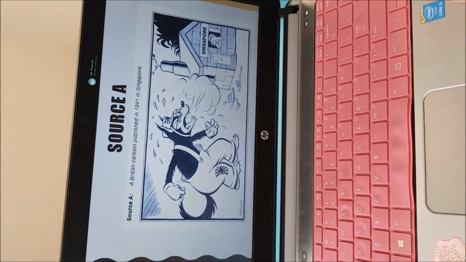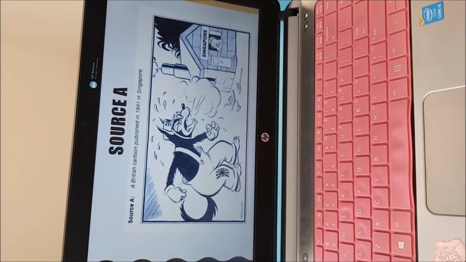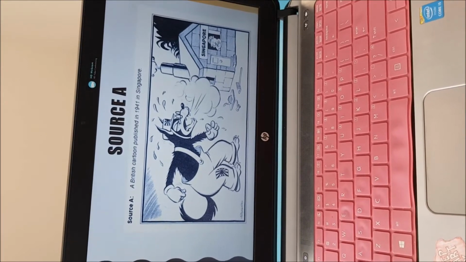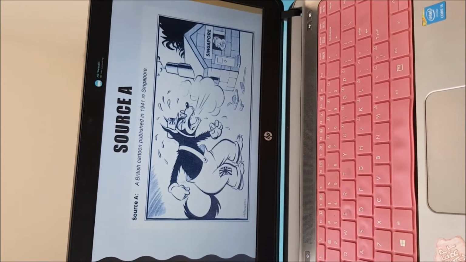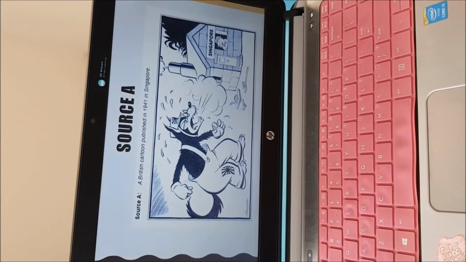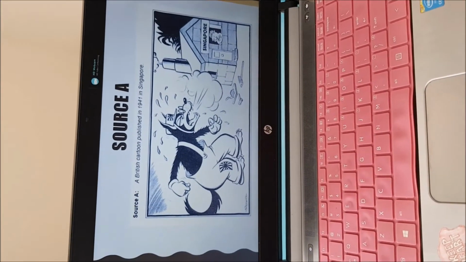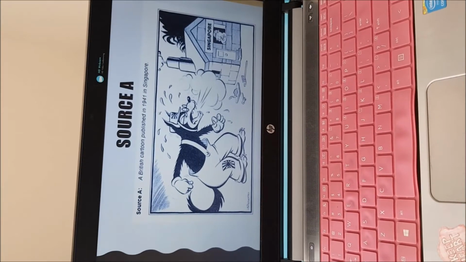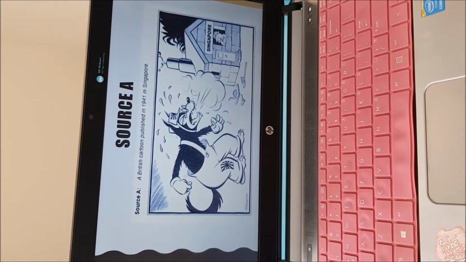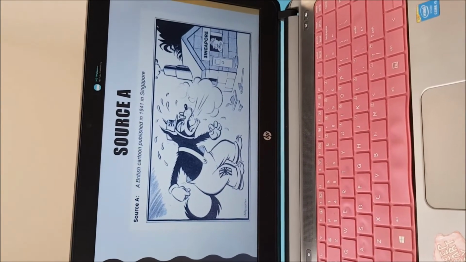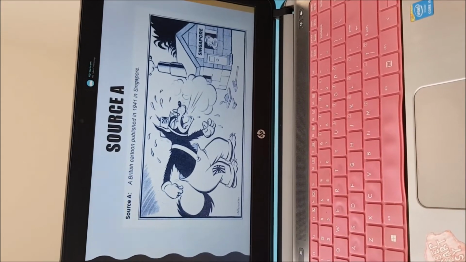Next, let's take a look at the source itself. Source A is a British cartoon published in 1941 in Singapore. As you can see, there is a wolf blowing at the house. Now, it will remind you of the story of the 3 little pigs. However, you are not supposed to use any of it as part of your answer, as you're supposed to relate it back to the Japanese occupation. As we have mentioned just now, always refer back to your issue question. Right? So now let's highlight and identify the keywords and the information from the picture itself.